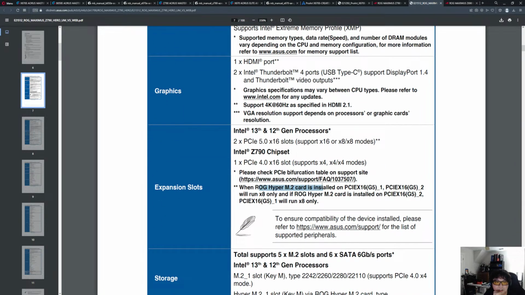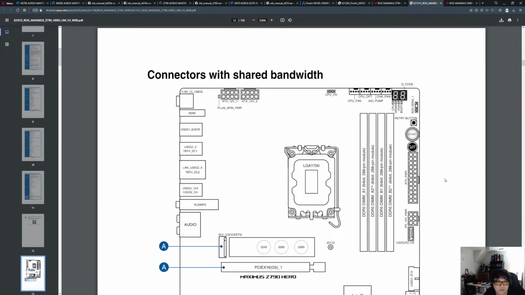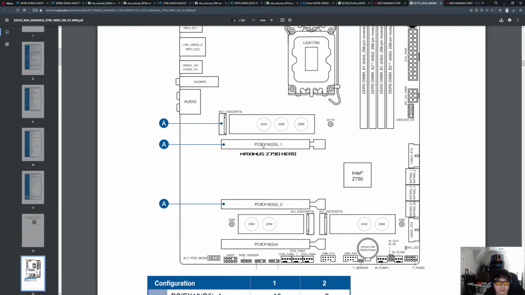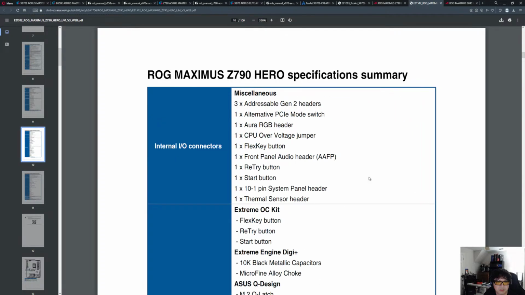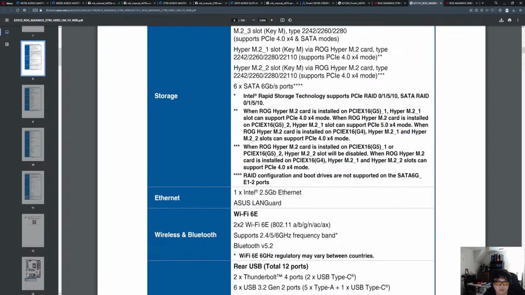When the HyperCard is installed in the top slot or the second slot, wait a minute, why is it labeling it? Do they have these names backwards? No, this is G5.1 and G5.2. Do you see why I don't buy ASUS motherboards anymore? Does it take so long to figure out what goes where? Okay, ASUS Hyper M.2_1 can do 4.0 speed.